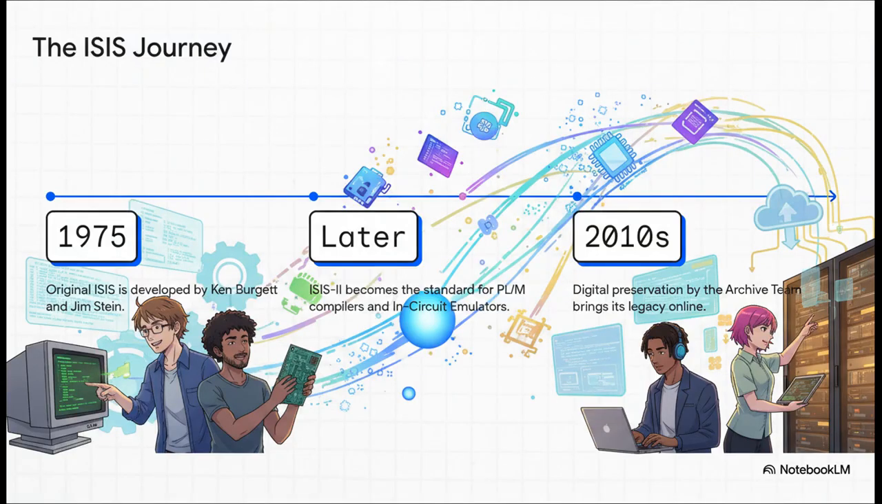So the whole journey kicks off in 1975 with its creators, Ken Burgett and Jim Stein. Their original version pretty quickly evolved into its more famous successor, ISIS-2, which became the absolute gold standard for developers working with Intel's tech. For a while, it was the essential tool for building the future. But its story was far, far from over.